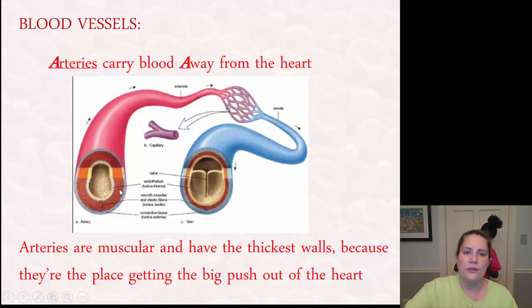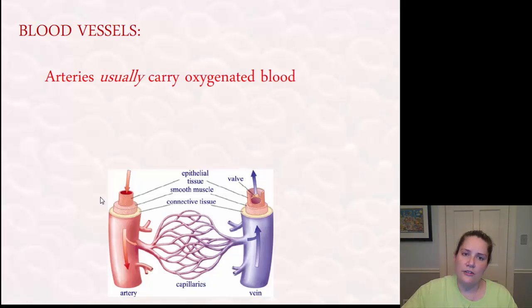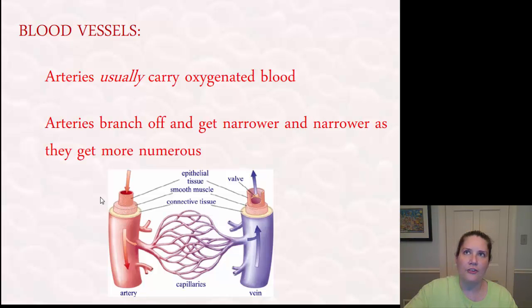So if you take a look at this artery over here, you can see that there is this really strong muscle inside of here. There is also stuff you know about now, the connective tissue on the outside, and something called endothelium on the inside, which is basically just a different way of talking about epithelium. The arteries usually carry oxygenated blood, and there is one exception to that we will get to later. Arteries branch off, and they get narrower and narrower as they get more numerous.